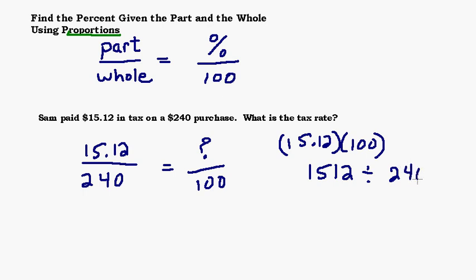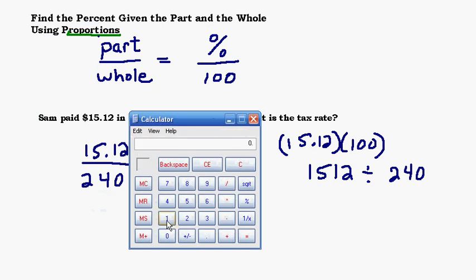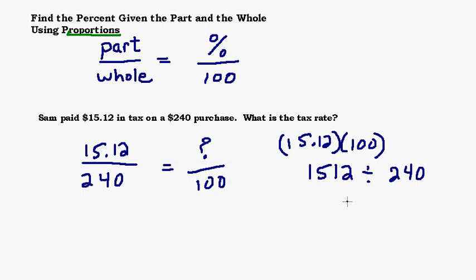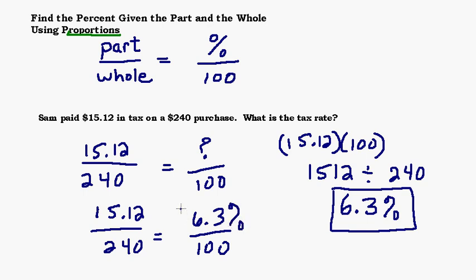So I'll pull up my calculator for that. $15.12 divided by 240. And that's your percent, 6.3. So we have 6.3, and that's my answer, so that is 6.3%. So what we're saying here is 15.12 over 240 is the same as 6.3 over 100. So this is your percent right there, since it's out of 100.